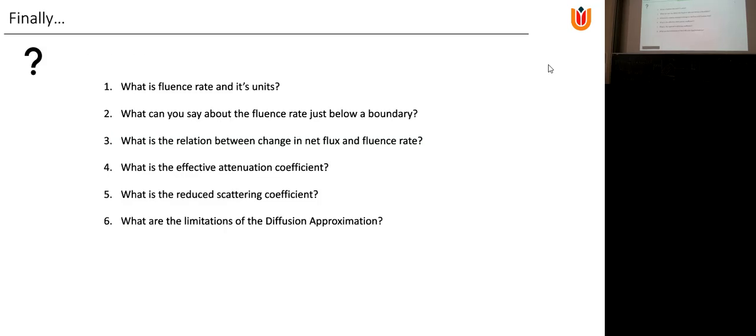Cool. So, some questions for you to think about. Not now, you can do it at home later on. This is what I wanted to share about the diffusion approximation.